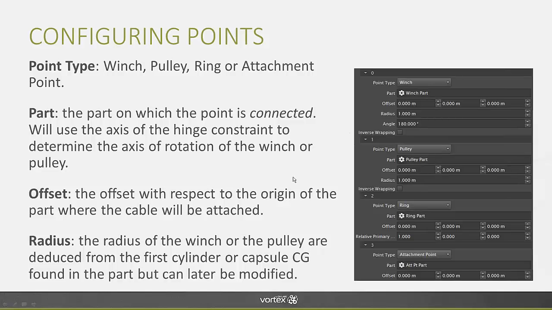Offset is a way to offset the origin of the part where the cable will be attached. Radius is for winch or pulley. This is usually deduced from the first cylinder or capsule collision geometry found in the part, but can be adjusted later if need be.